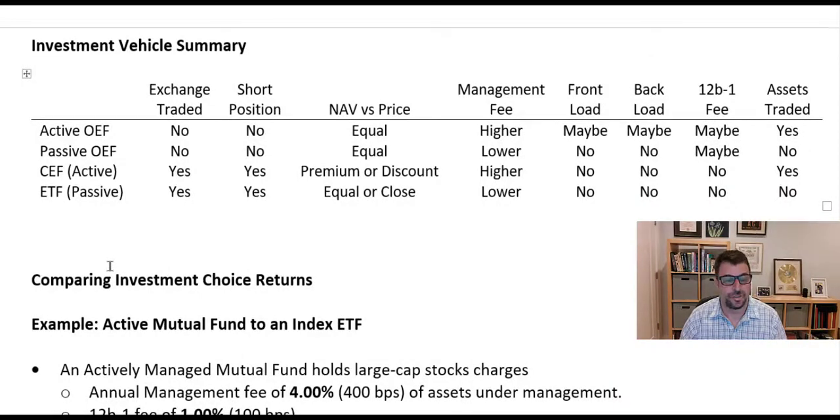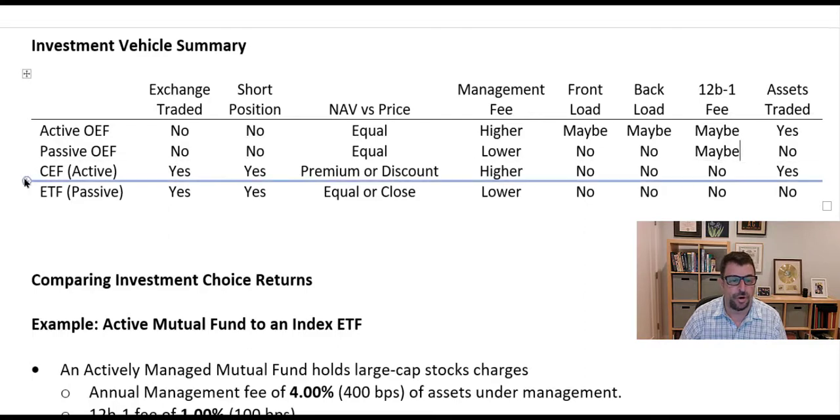This table summarizes a lot of the materials that we just talked about with mutual funds and ETFs. What I have here are four different rows: one for active open-end funds, one for passive or index open-end funds, one for closed-end funds, which are all active, and one for exchange-traded funds, which are all passive. Let's look through each of these columns to see the characteristics.